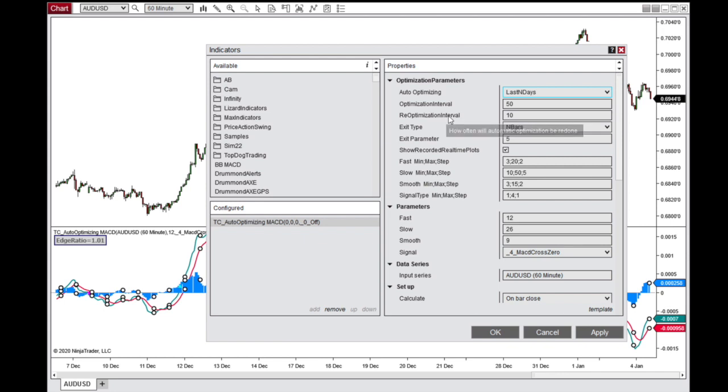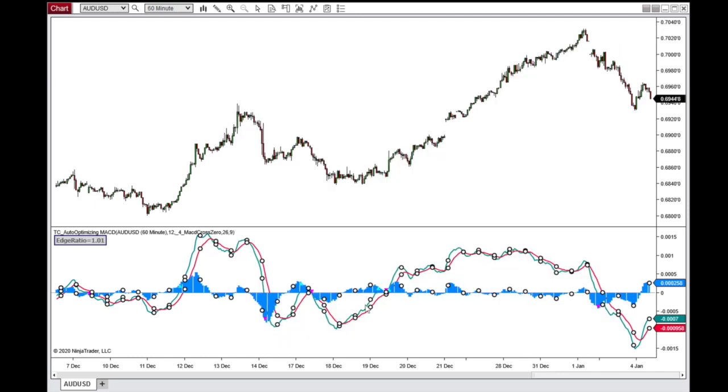And we'll talk about re-optimization a bit later. Exit type after 5 bars. We'll measure the price movement for 5 bars after the signal. There's a bunch of settings which you'll be familiar with if you've ever used the strategy analyzer. You set the min and the max and the step. We'll get into that later too. Now, let's set it going.